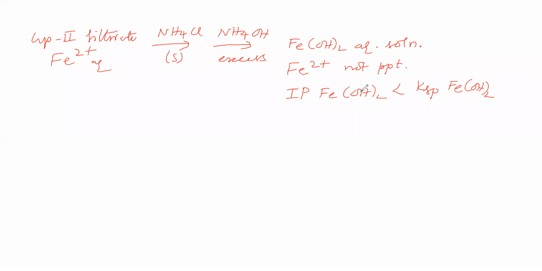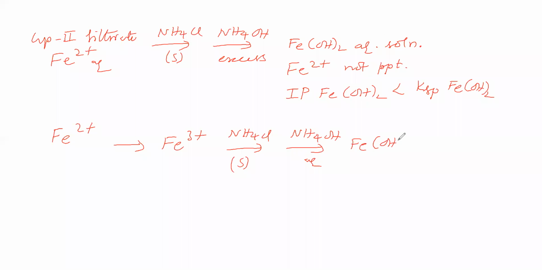In order to make iron fall into group 3, we have to make ferrous into ferric. To the ferric, add solid ammonium chloride and aqueous ammonium hydroxide. We will get a ferric hydroxide precipitate.